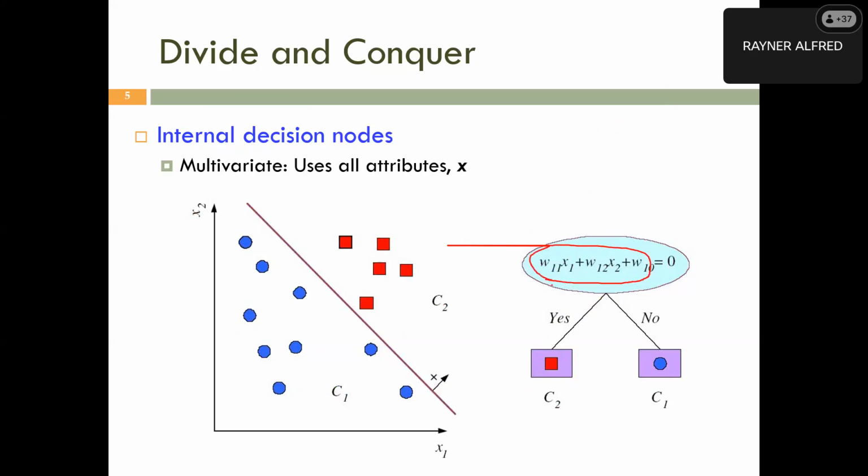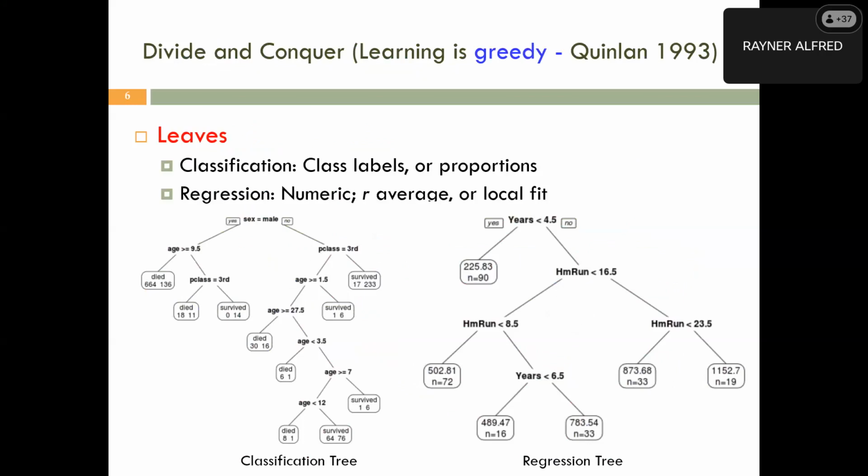Okay. So in here we have two variables, x1 and x2. This one uses more than one variable, and that is called multivariate. When we talk about the leaf, it will be considered as your class label. So this is the classification tree.